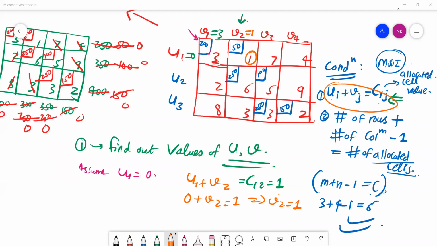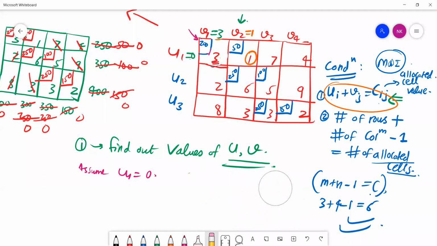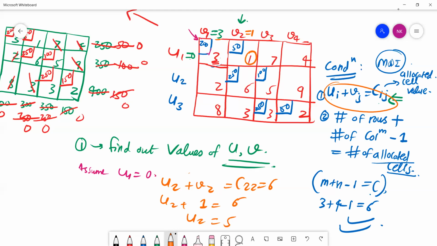We can find u2. Why? Because u2 over here is unknown. We are having the value of v2, but we are also having the value of c22. So let me write over here c22 is equal to 6. This is equal to u2 plus v2. u2 is unknown, but v2 is known, equal to 1. So it is equal to 6. So u2 is equal to 5. So we have found out this value to be equal to 5.